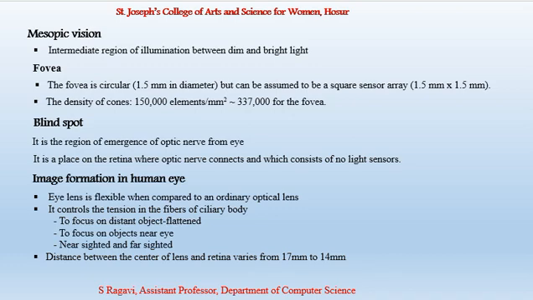Next, let us look at the image formation in the eye. The eye lens is flexible when compared to an optical lens. It controls the tension in the fibers of the ciliary body. It also helps us to focus on distant objects and on objects that are nearby. It helps us to focus on nearsighted and far-sighted objects. The distance between the center of the lens and the retina varies from 17 mm to 14 mm.